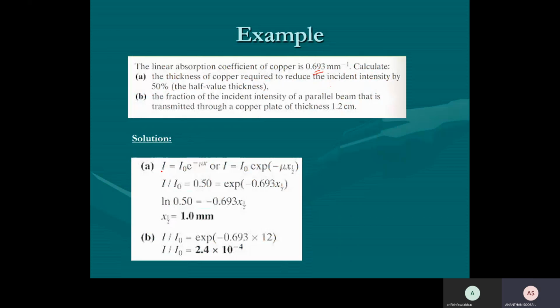So I over I naught will be 50%, should be 0.5, right? So 0.5 must equal the exponential, substituting mu as 0.693, with the negative. Yes, it should have the negative. So rearrange, and you get the half thickness.